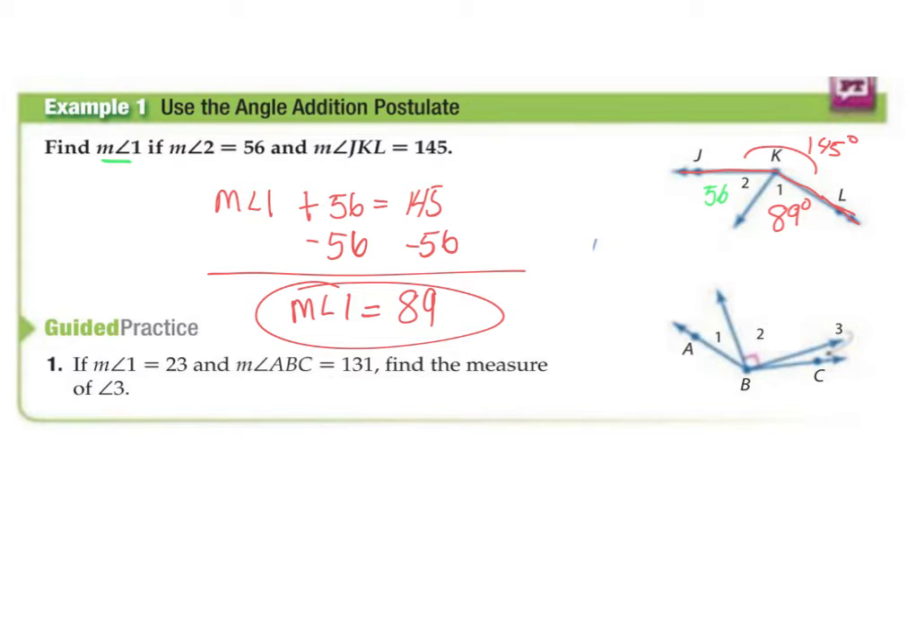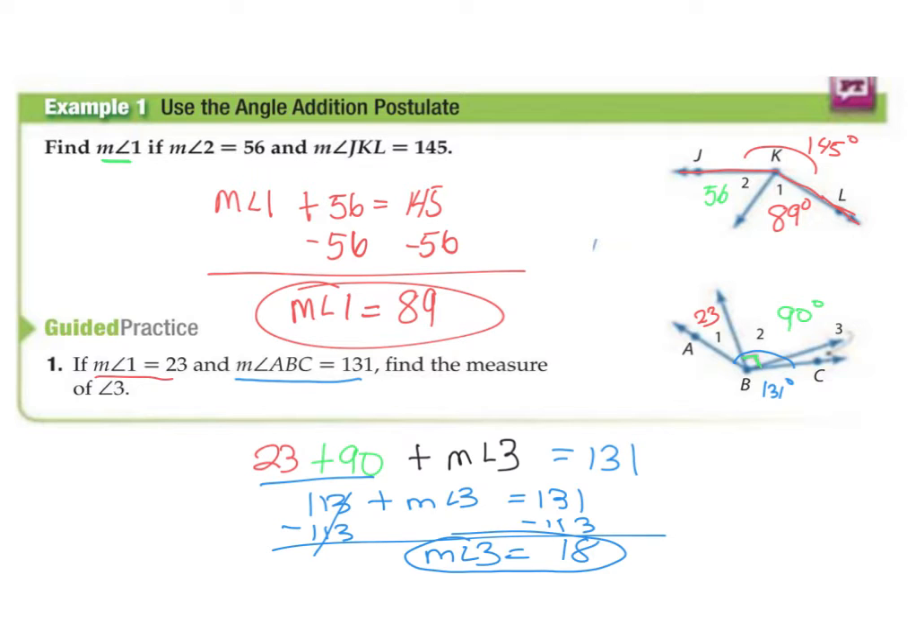Now I'm going to suggest you pause this video, try and do the guided practice below, and then press play to see if you got your answer correct. The measurement of angle 3 would equal 18 because I need to add 23 plus 90, because that little image is telling me it's a right angle, and a right angle is 90, plus the measurement of angle 3 has to equal 131, because it told me that the measurement of the entire angle ABC is 131. Using angle addition, I added all three pieces of the angle to equal the entire angle.